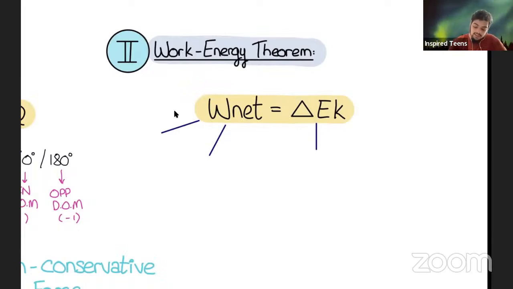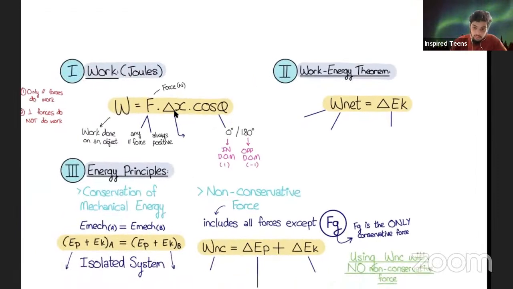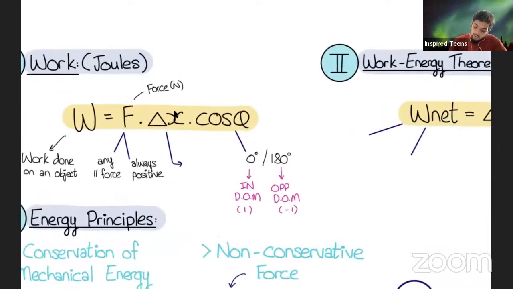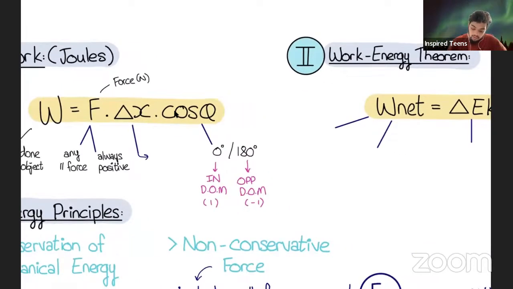So again, what do each of these things represent? Firstly, W net is net work done. Utilizing this formula that we just used, we can represent the net work done using this formula. That's the first way we're going to do it. So we're going to have a force times delta x times cosine theta. However, because it's net work done, the force that we're going to use is net force. So F net times delta x times cosine theta.